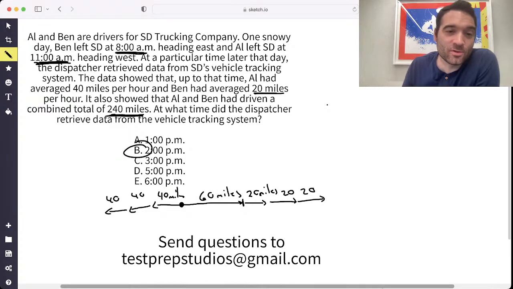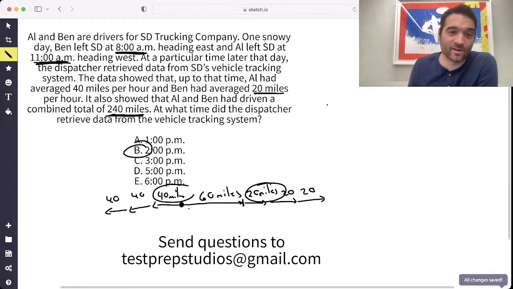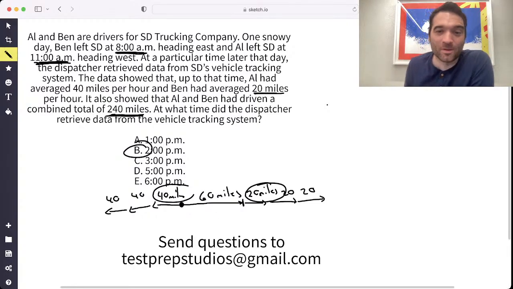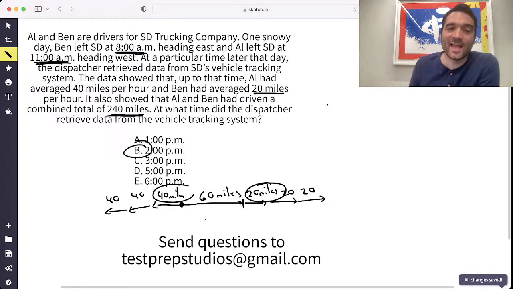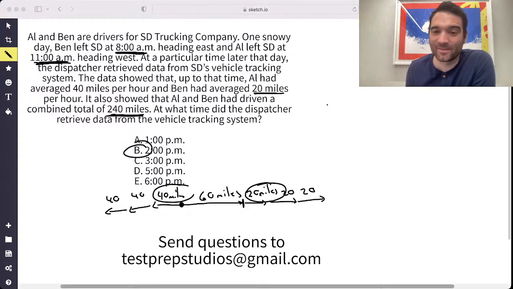But what you can do, you might have noticed this, is that every hour they're traveling a combined distance of how much? Every hour they're traveling a combined distance of 60. Ben travels 20, Al travels 40. So together, in 1 hour, they're traveling a total distance of 60. And that means that once I figure out I have 60 miles covered already, that leaves me with 180. How many more hours is it going to take to cover 180 miles? Well, 3 more hours, because 60 times 3 is 180.